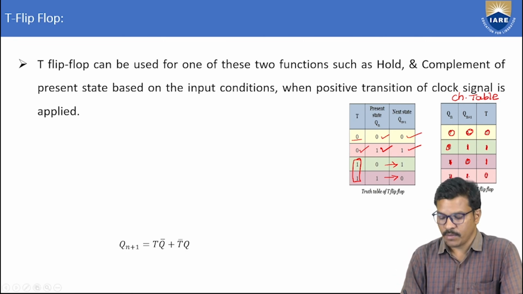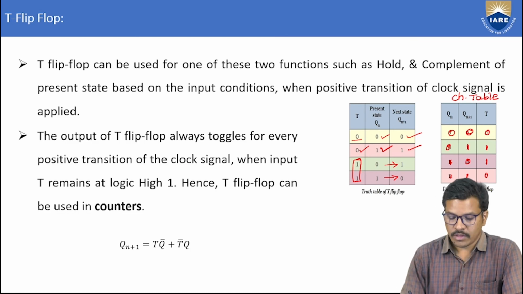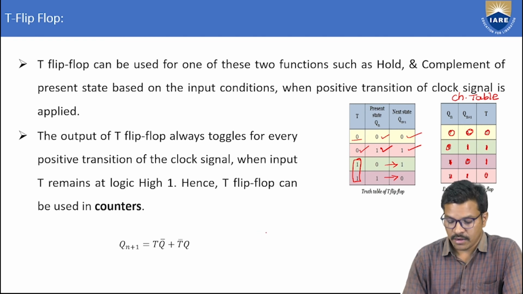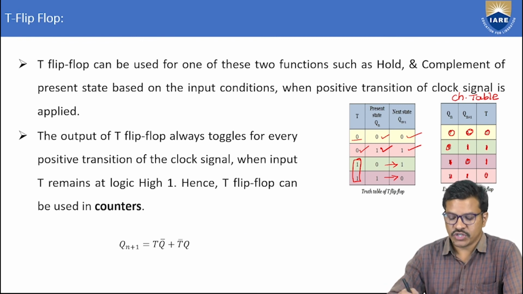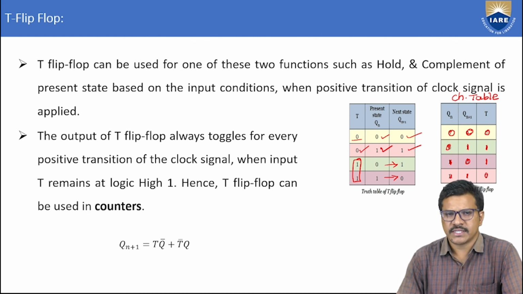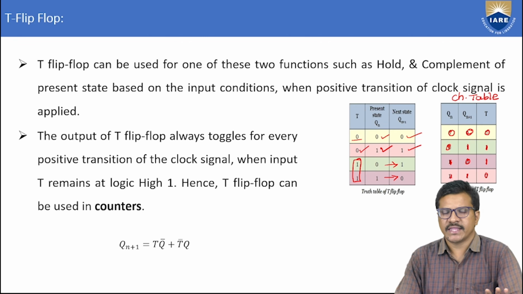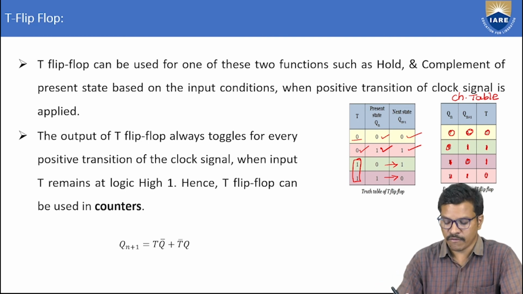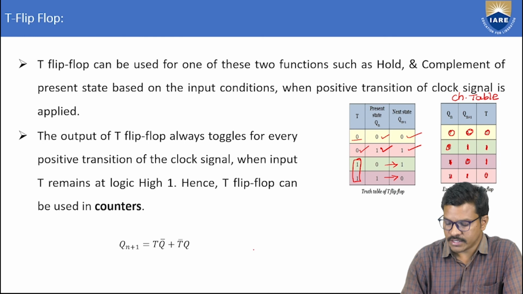So if we see this table, the output of the T flip-flop always toggles for every positive transition of the clock signal when T remains at logic high. Hence, T flip-flop can be used in counters. As long as the clock changes, the T value makes the output toggle. So based on a series of connections of T flip-flops, we can change the states in counters by changing the toggle of output.